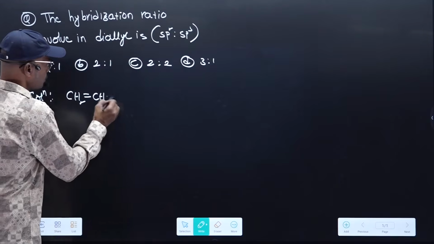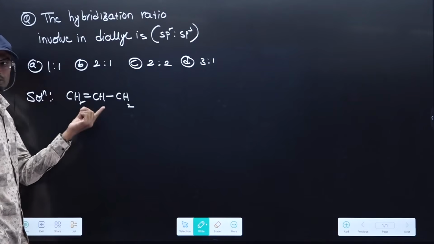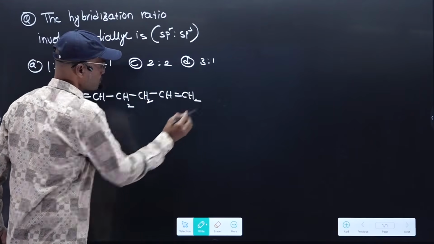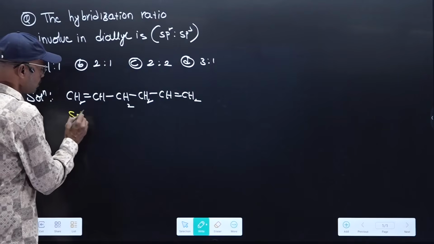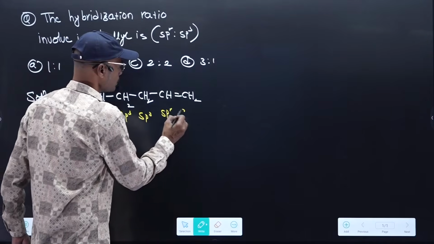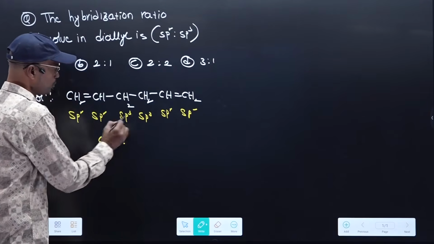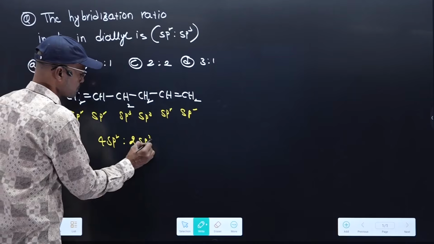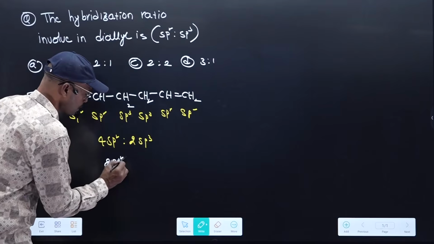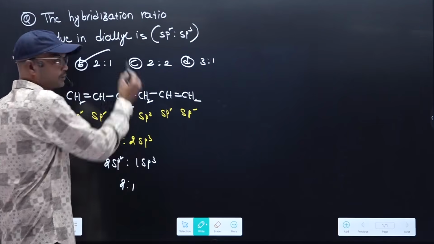Two allyl carbons are connected together, so this is called allyl. This is allyl. Suppose this unit repeats one more time, that is called diallyl. So I am repeating this unit. This is CH, carbon-carbon double bond, this one. So what about this carbon? sp2, here sp2, and what is this? sp3, sp3, here sp2, and here also sp2. How many sp2 carbons? 4 sp2 carbons. And how many sp3 carbons? 2 sp3 carbons. If you divide by 2, here you will get 2 sp2 carbons, and one sp3 carbon. So finally what is the ratio? 2:1.